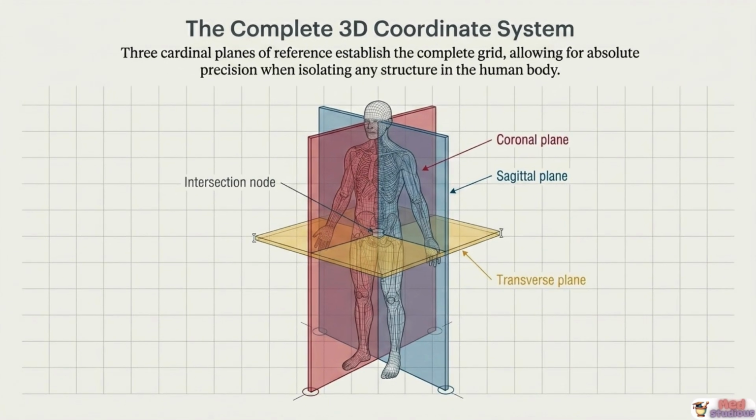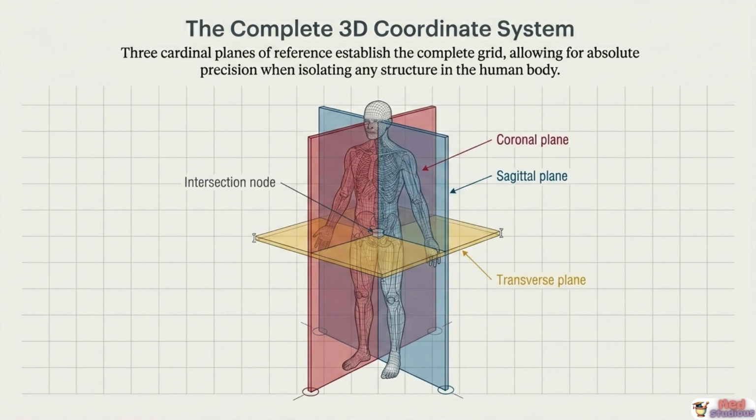Now that all three planes have been defined individually, this slide brings them together into the complete three-dimensional coordinate system of the human body. When the coronal plane, the sagittal plane, and the transverse plane are all placed simultaneously through the body's center, they intersect at a single point called the intersection node. This point is the anatomical equivalent of a three-dimensional origin coordinate in mathematics.